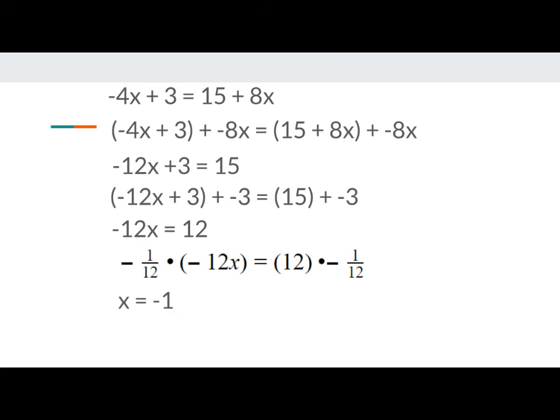I showed a lot of steps here. In the future, I won't show all those steps in between, but I do want to take the time on this problem to show really what is going on, why these properties, or how to apply those original properties.